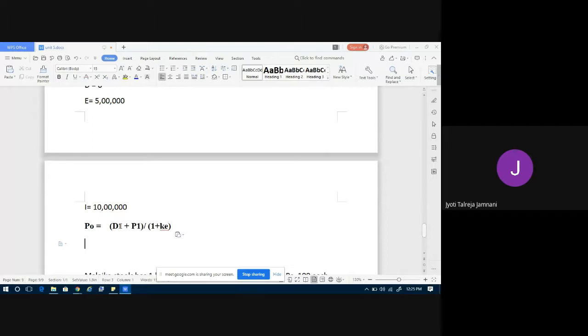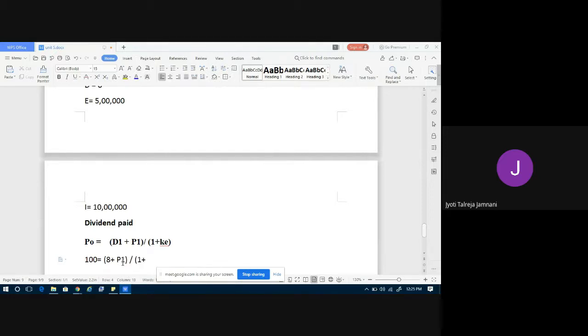First we'll find P naught. P naught is given, 100 rupees per share, is equal to dividend. The company is giving 8 rupees. First I am doing for dividend paid. It's important to write this so that you can show that you have done 2 times, once for dividend paid and once for not paid. So 8 plus P1 divided by 1 plus KE.